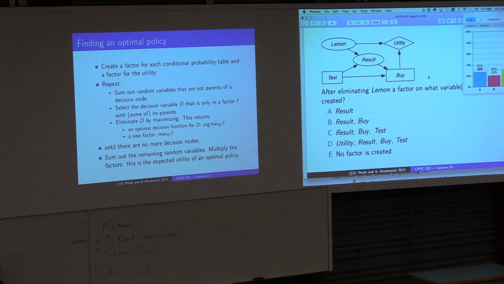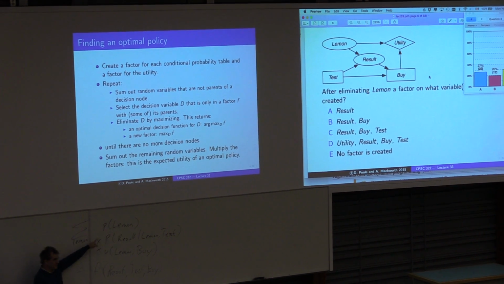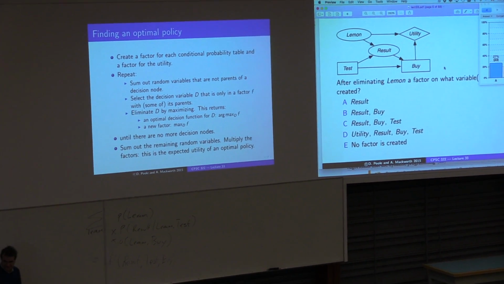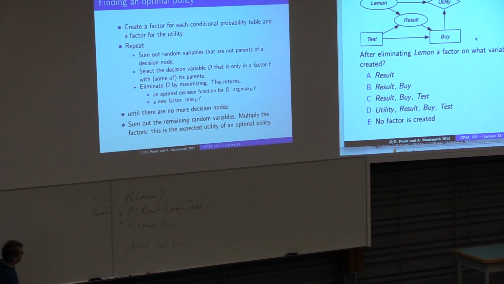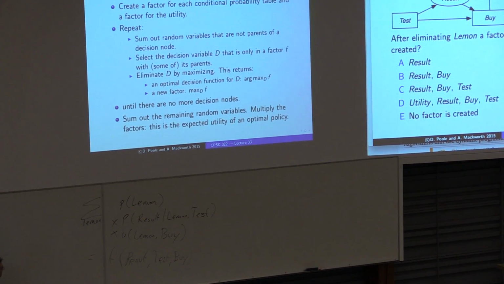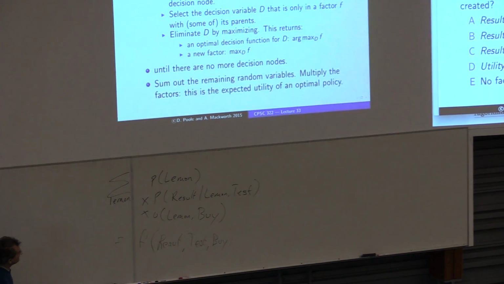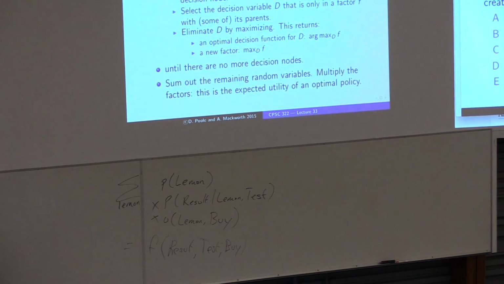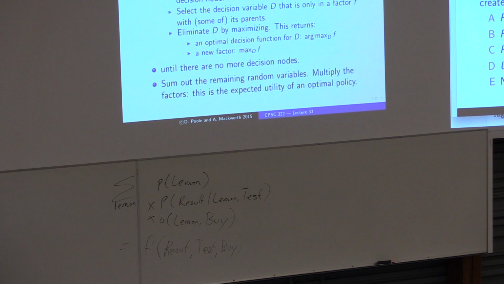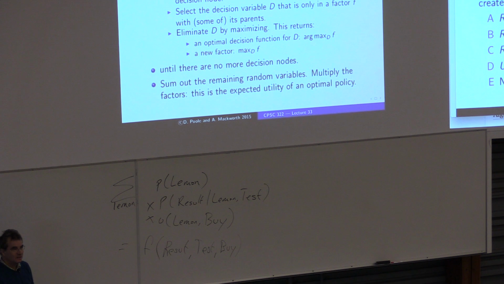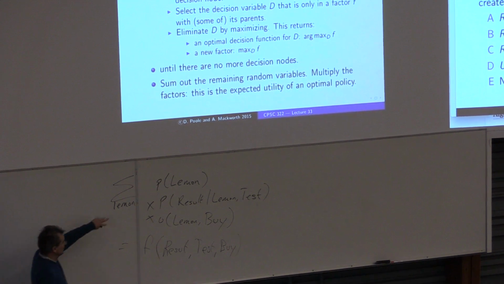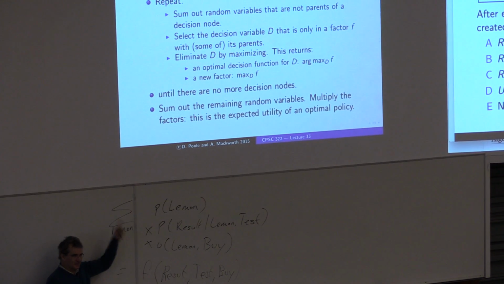We haven't even got to decision networks yet. We're only doing variable elimination. You should know this. It's what we did before for belief networks. So the answer is, where am I? Result, test, bi. Which one's that? C. Okay, this is just what we've been doing before for variable elimination.